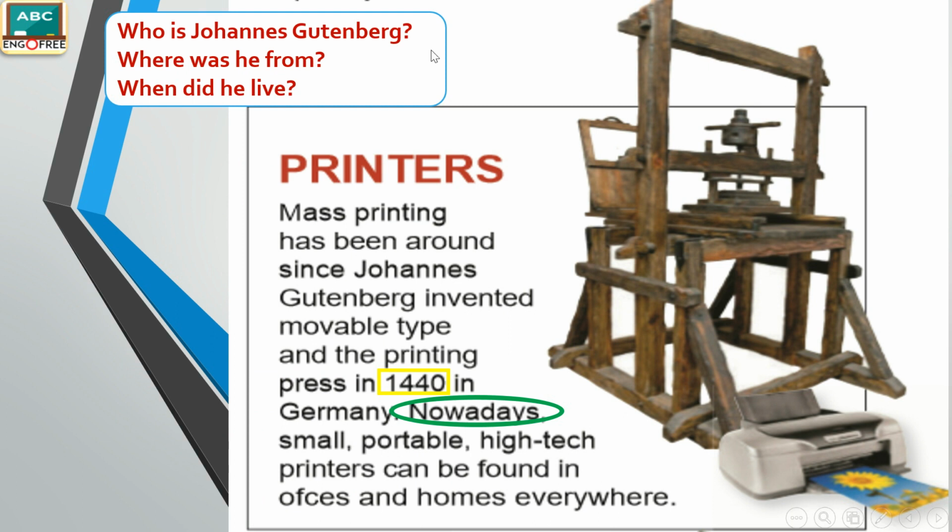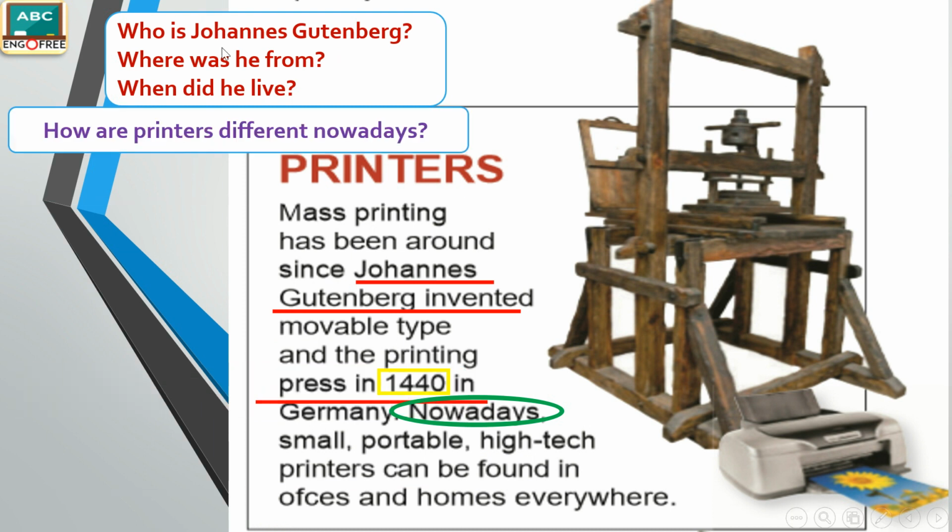If I ask you, who is Johannes Gutenberg? Where was he born? When did he live? Johannes Gutenberg invented movable type and the printing press in 1440 in Germany. How are printers different nowadays? Nowadays, they are small, portable, and high-tech printers.